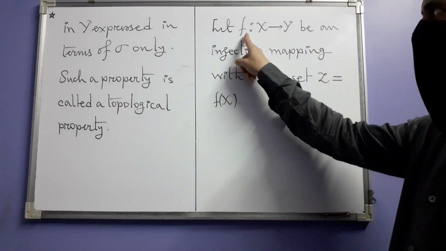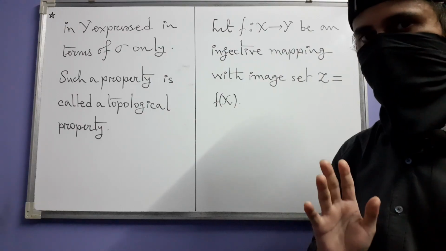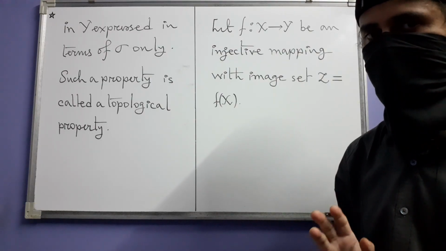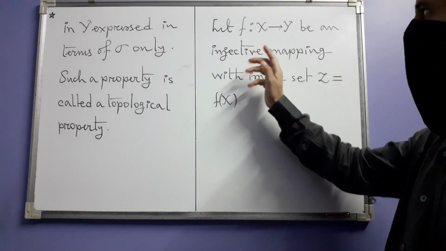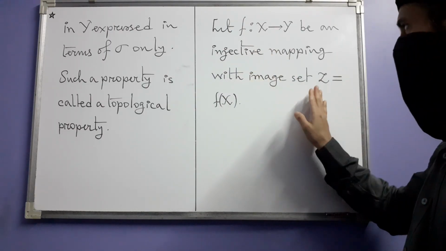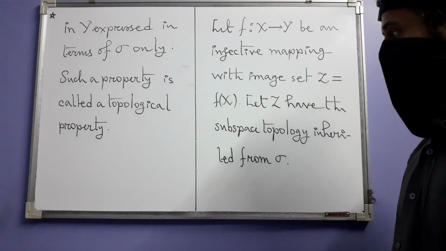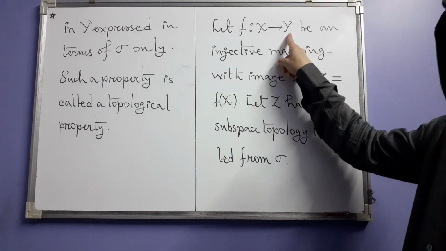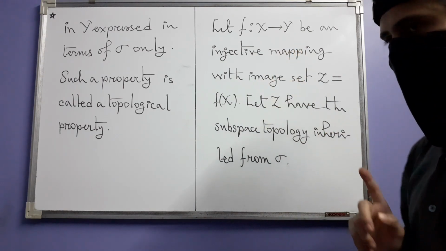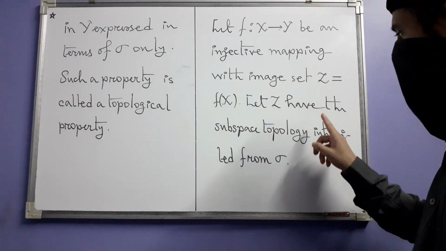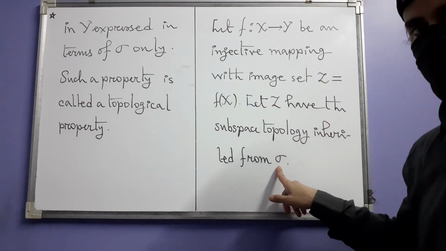Again, let f be a function from X into Y, where X and Y are, as before, topological spaces with respective topologies tau and sigma. But this time, this function f is, say, injective, okay, and the image set, we are calling it Z. Now Z, of course, being a subset of Y, inherits the subspace topology that Y will give Z. That means Z inherits its subspace topology from sigma.